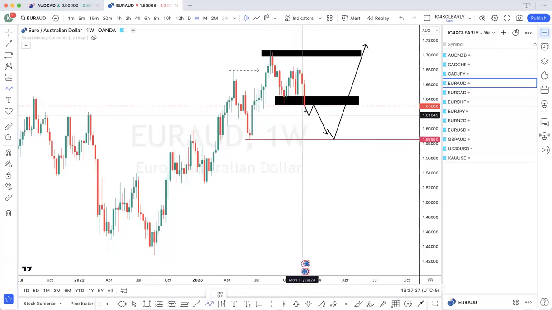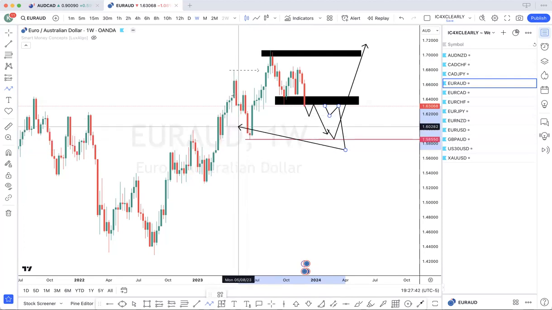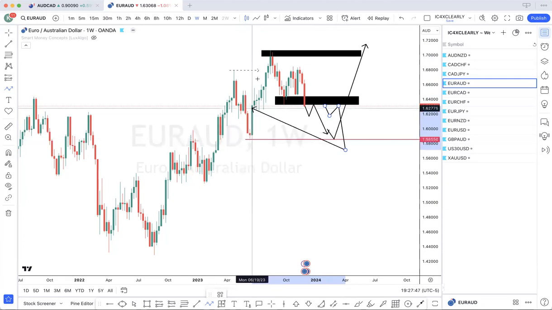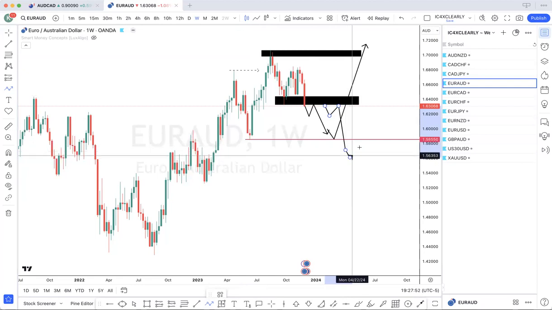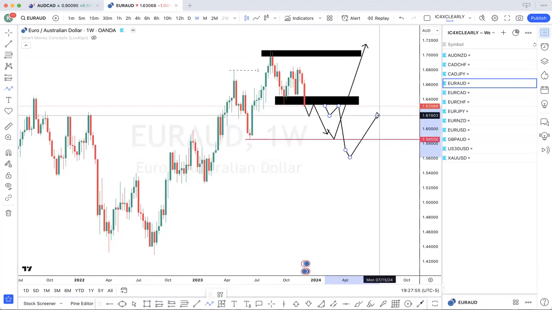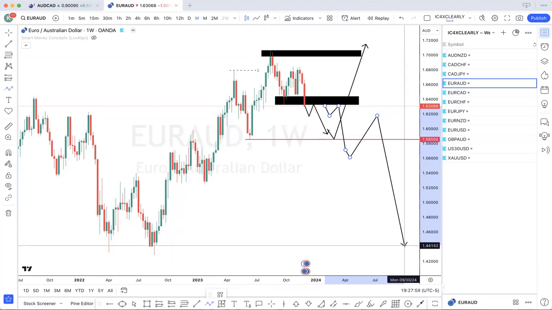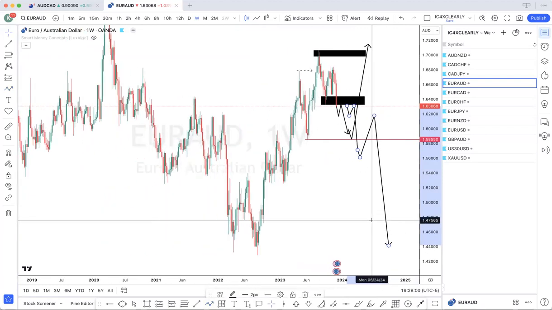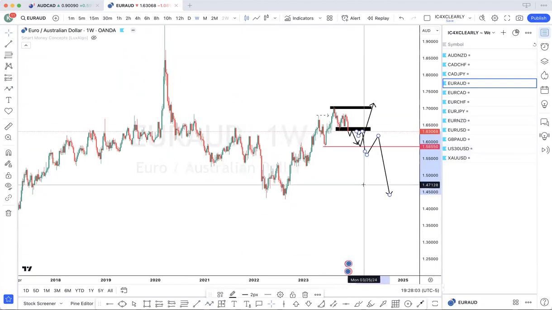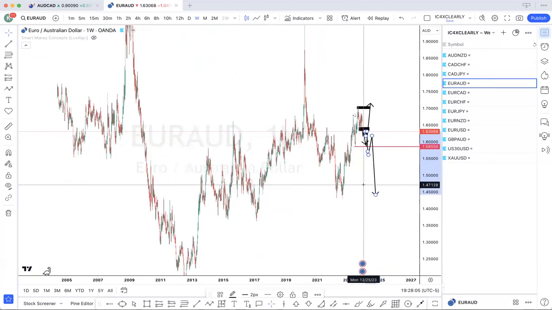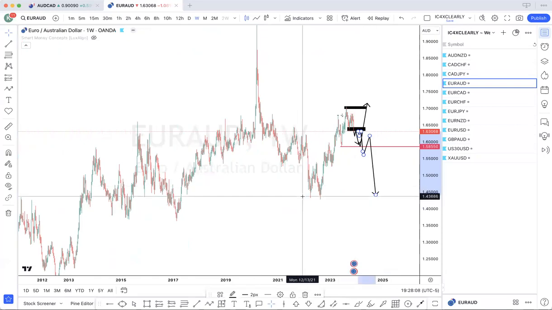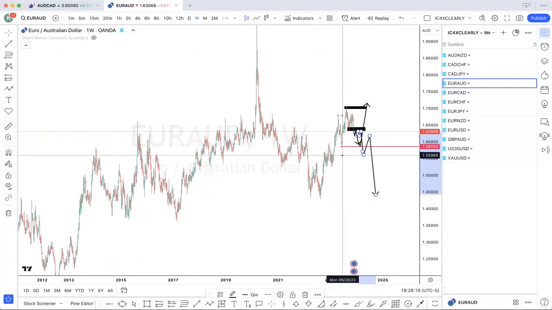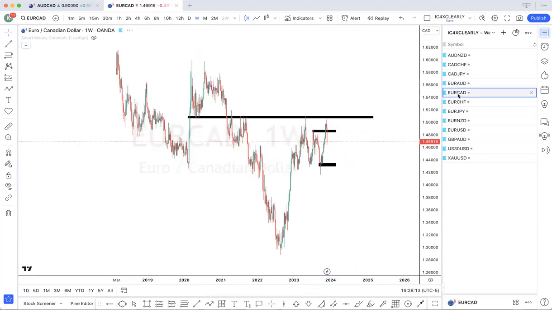Or if price breaks structure here, this is the swing low. That's your high here. This is the swing low. If price breaks this zone and then pulls back somewhere, then we'll be looking to sell this down to these lows. Okay. Overall, that's my thought on Euro AUD.